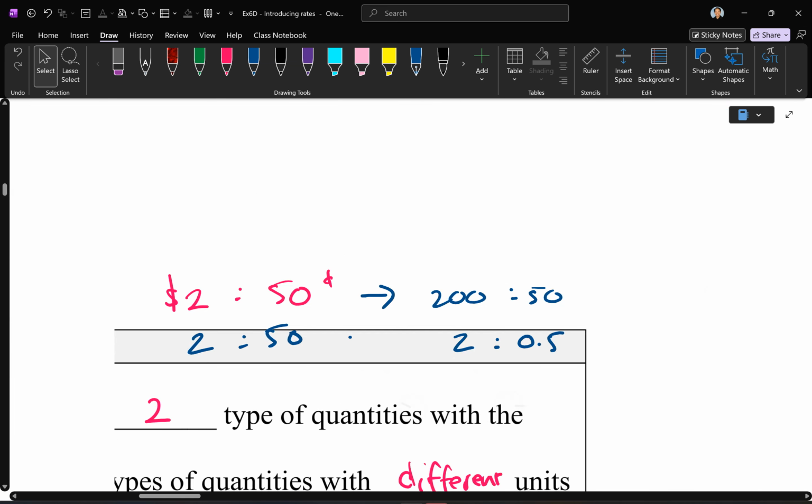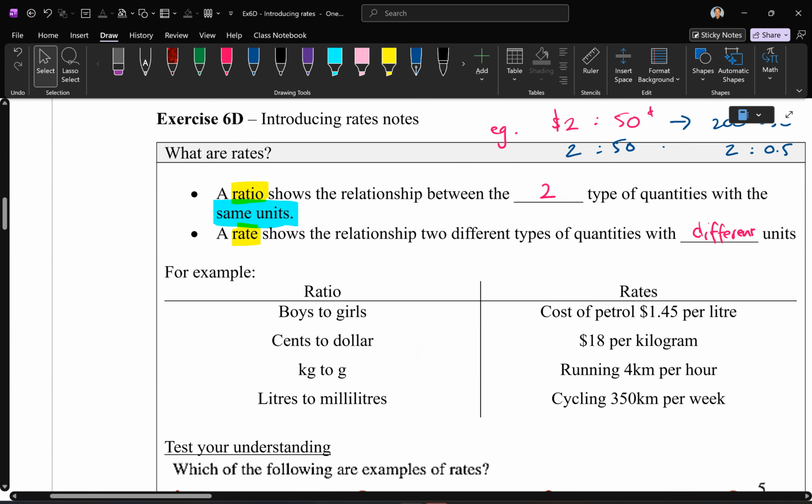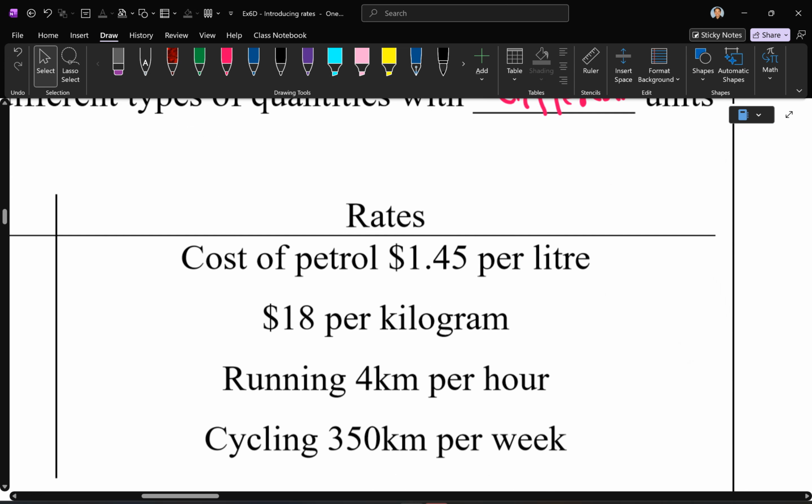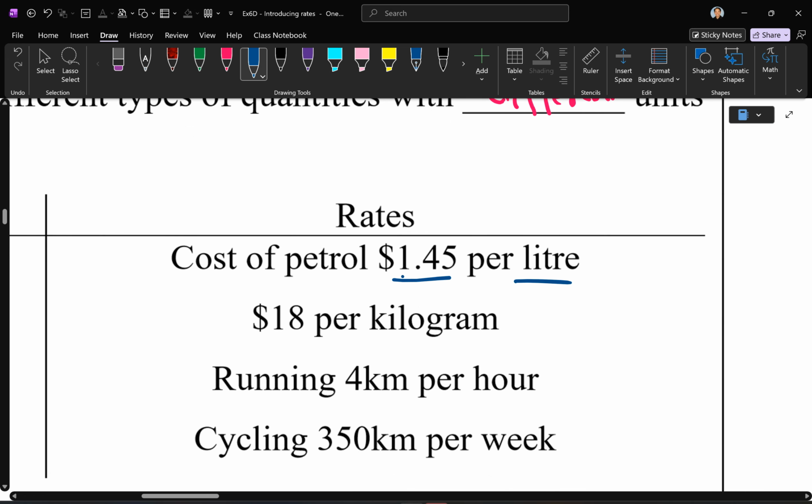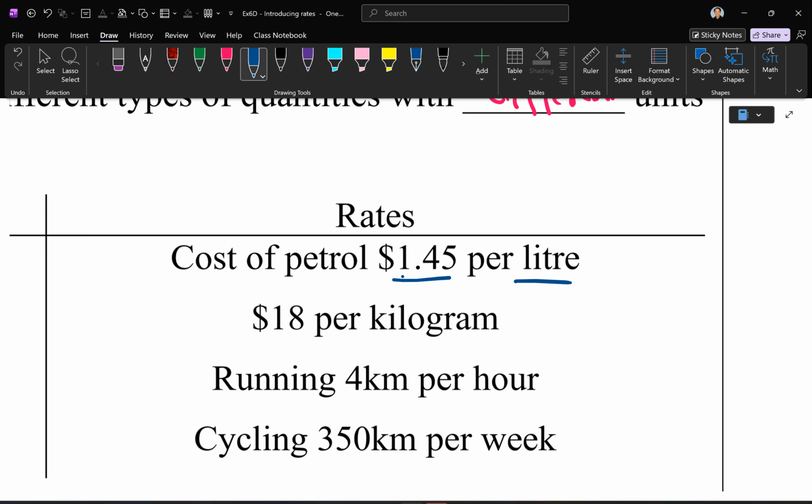Yeah? So ratios have to have the same units, whereas rates don't. See, rates, on the other hand, are something like $1.45 per liter. See, they're different units. One is measured in terms of liters and one is measured in dollars. But the rate tells you things. When you go buy petrol, as an example, $1.45 per liter, your car could take maybe 50 to 60 liters. You can work out roughly how much it is to fill up a full tank from empty because of that rate. Yeah. So rates and ratios feel very similar, but the difference mainly is the units.